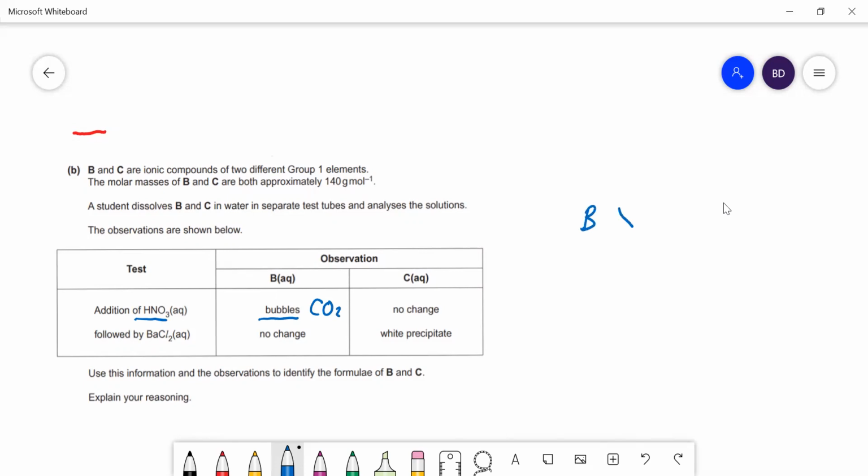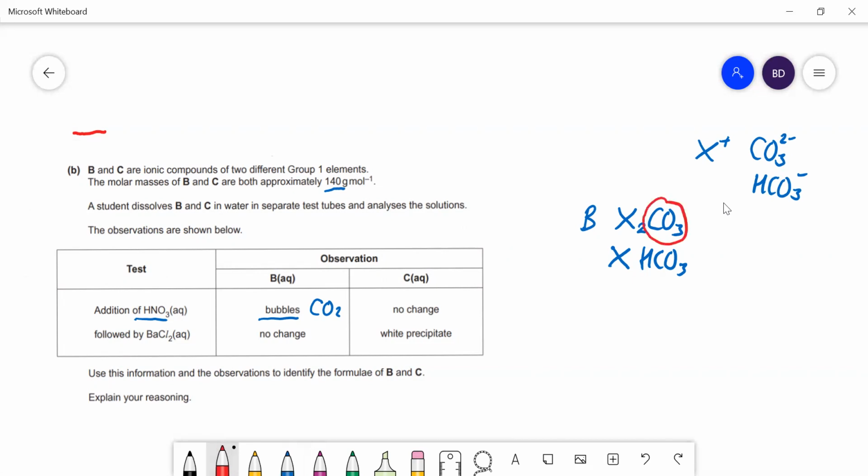Now, if it's a carbonate, they have the formula like that. Or if it's a hydrogen carbonate, the group 1 will be HCO3. That is, of course, because group 1 elements always form a 1+ ion, and the carbonate ion is CO3 2-, and the hydrogen carbonate is HCO3 1-. So let's see, what could that be? An MR of about 140. This carbonate bit weighs 60. That's 12 for carbon plus 3 times 16, 60. Okay, so carbonate weighs 60.